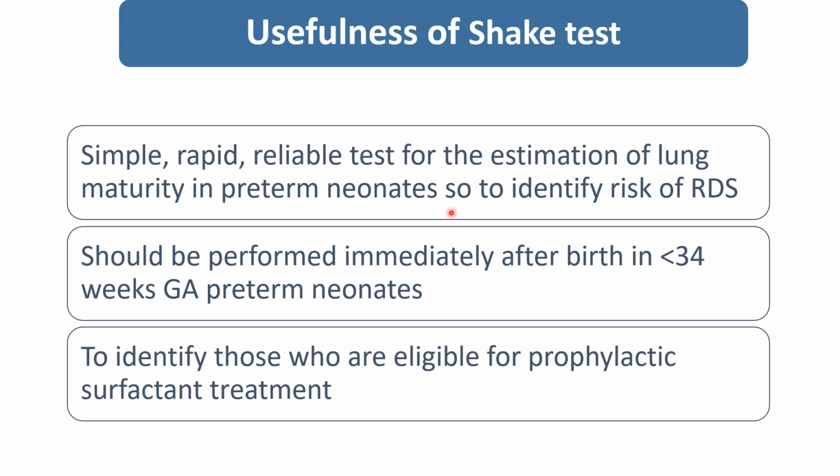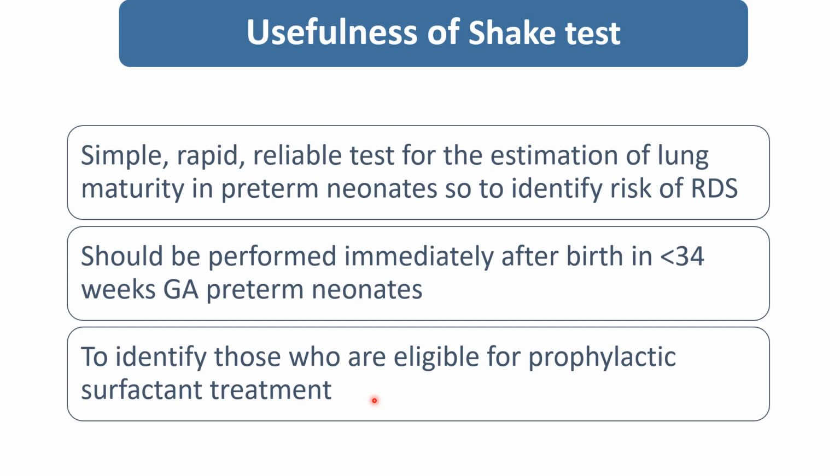in preterm neonates. So we will be able to identify the preterm neonates who are at risk of RDS, respiratory distress syndrome. Ideally, it should be performed immediately after birth in preterm neonates of less than 34 weeks gestational age. So we will be able to identify those who are eligible for the prophylactic surfactant treatment.